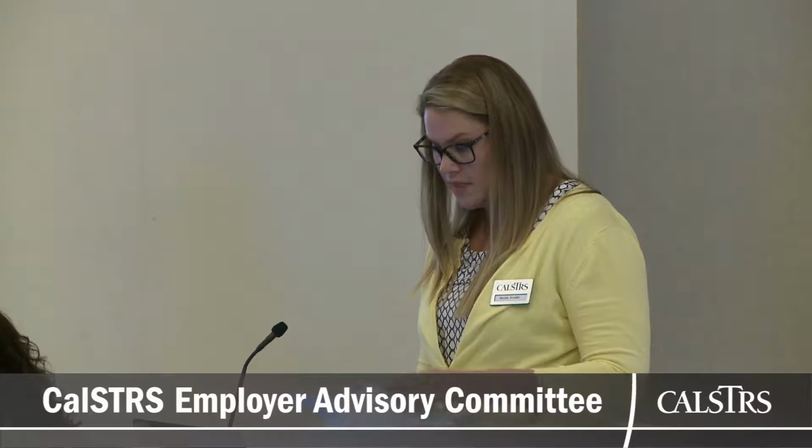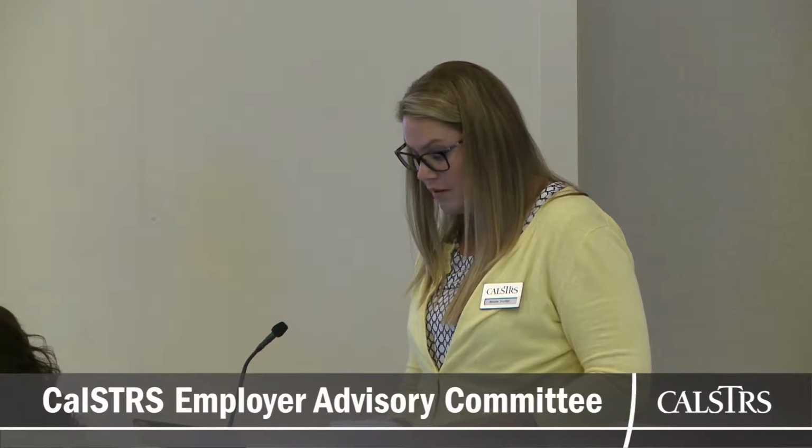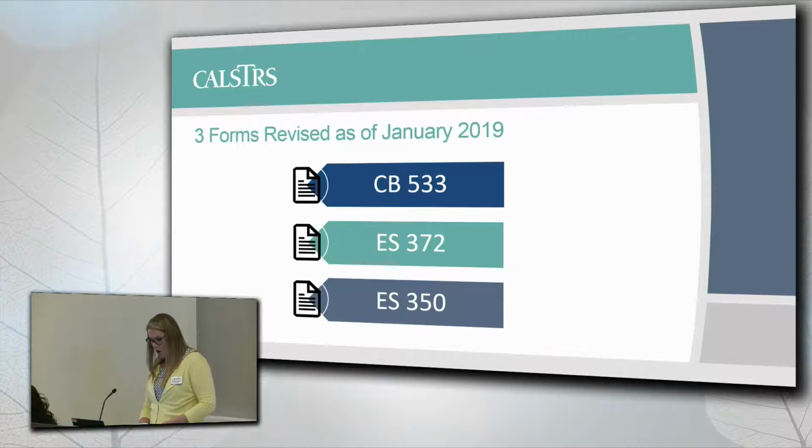So in January, we revised 3 forms. The CB 533, which is our cash balance benefit program election form, the ES 372, the retirement system election form, lovingly known as the PERS-STRS election, and the ES 350, the permissive membership election form. Copies of the updated forms should be provided in your packets. They are also available on CalSTRS.com and on SO through the forms ordering pages, so they're already up.